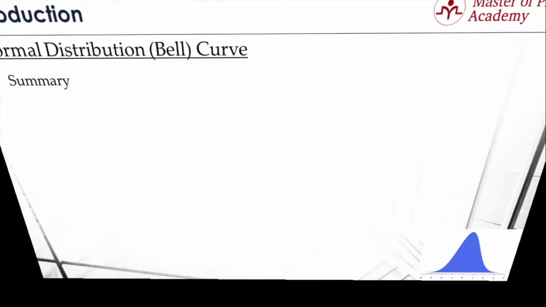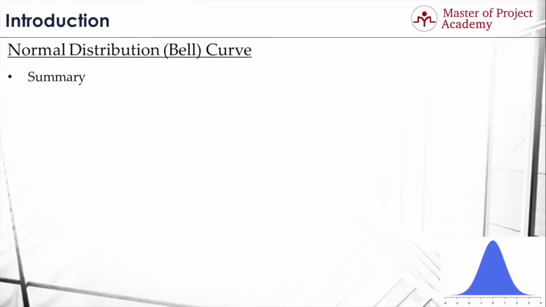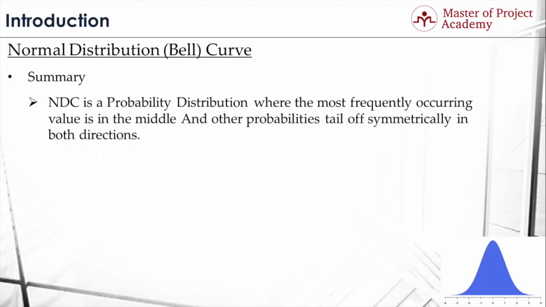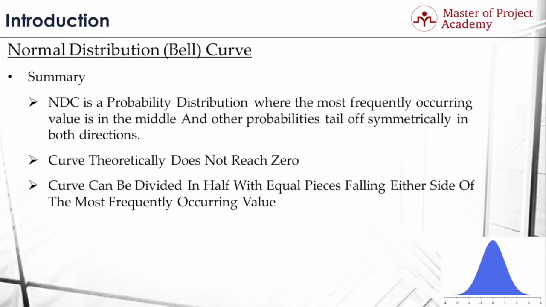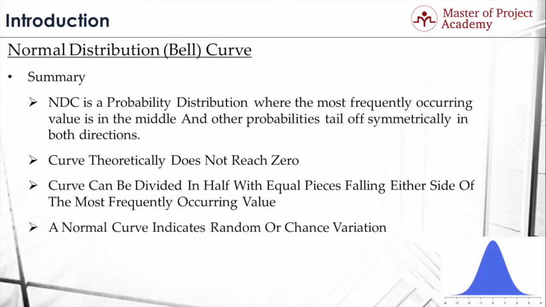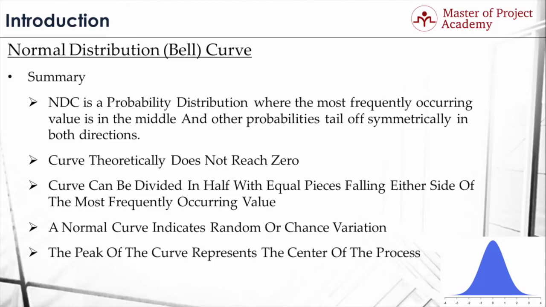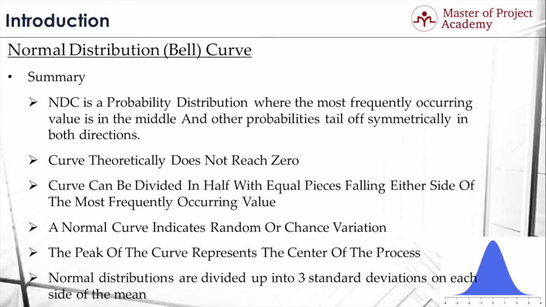If we sum up what we learned about normal distribution curve, NDC is a probability distribution where the most frequently occurring value is in the middle, and other probabilities tail off symmetrically in both directions. The curve theoretically does not reach 0. The curve can be divided in half with equal pieces falling either side of the most frequently occurring value. A normal curve indicates random or chance variation. The peak of the curve represents the center of the process. And normal distributions are divided up into 3 standard deviations on each side of the mean.